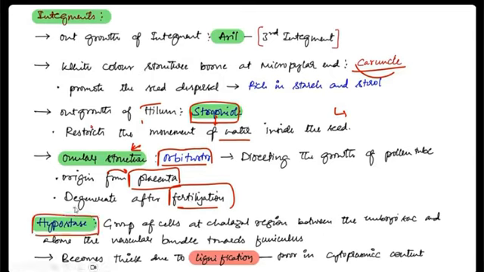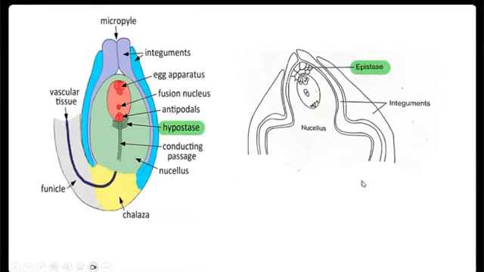Hypostase is nothing but the group of cells that you see between the chalazal region and the embryo sac. So this is the hypostase which you see. If this is the complete embryo sac and this is the chalazal end, these group of cells between them are called hypostase. This will thicken eventually during maturation due to lignification, and these are generally poor in cytoplasmic content. So this is about hypostase.